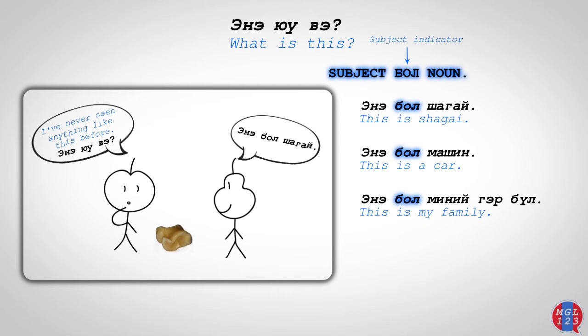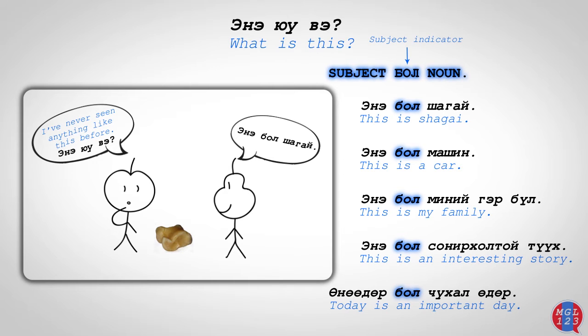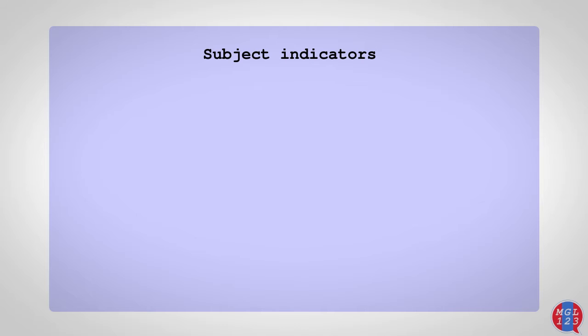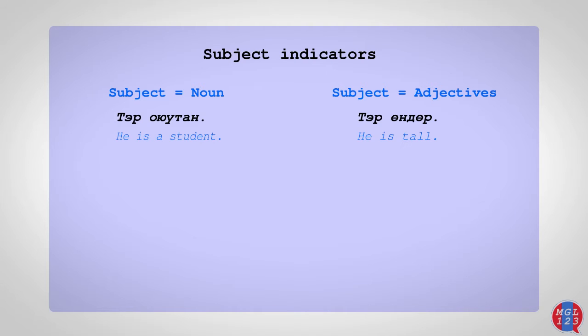Энэ бол миний гэр бүл. Энэ бол сонирхолтой түүх. Өнөөдөр бол чухал өдөр. In Mongolian, when the subject is equated to a noun or an adjective, we often don't use verbs. I'll tell you when we don't use verbs later, but for now, let me explain what the subject indicator is.